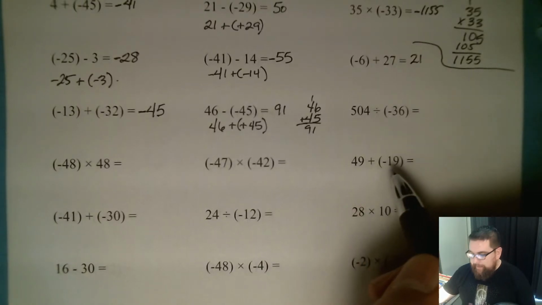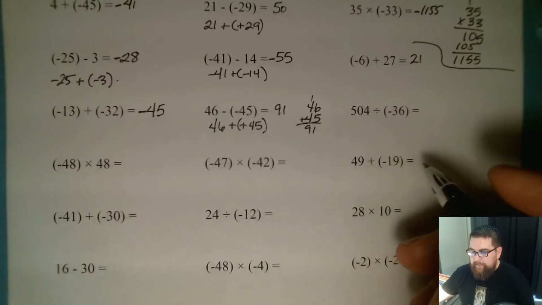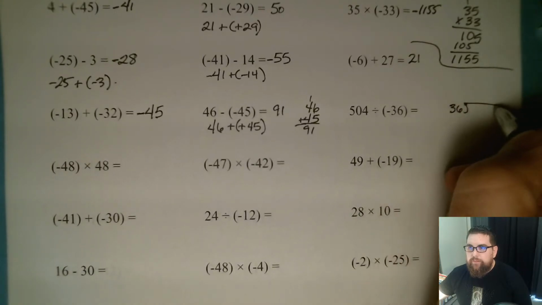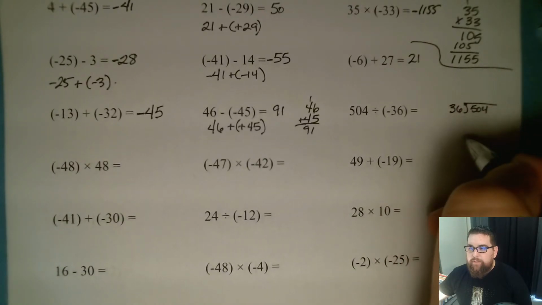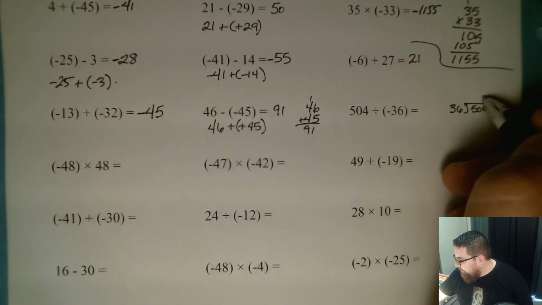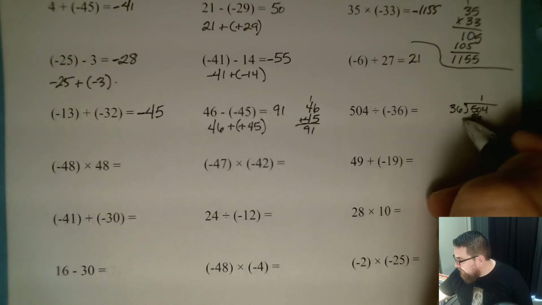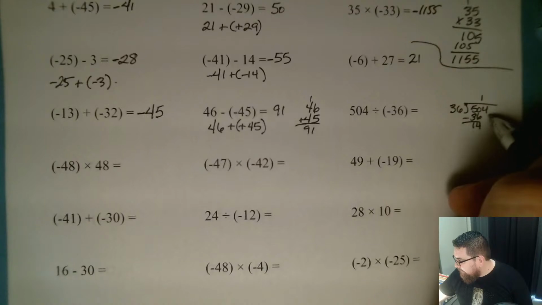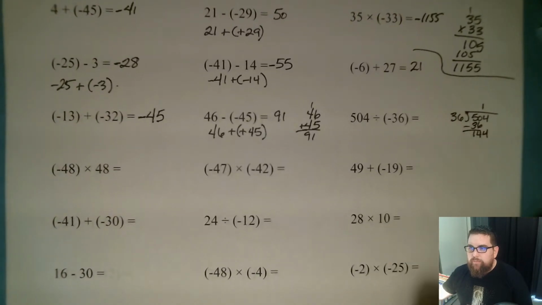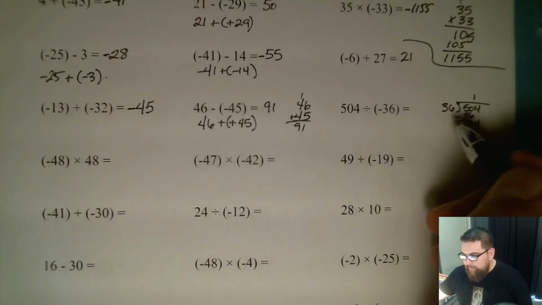We have 504 divided by negative 36. So we're going to set this up off to the side. First of all, we just ignore the sign and solve. So 36 goes into 504. 3 goes into 5 one time. So we're going to have 1 times 36 and subtract. This is going to become 14. 4, we borrowed 1, 4 minus 3. Yes, okay. And we bring down the 4. So 36 then goes into 144. That ends up being 4 times.